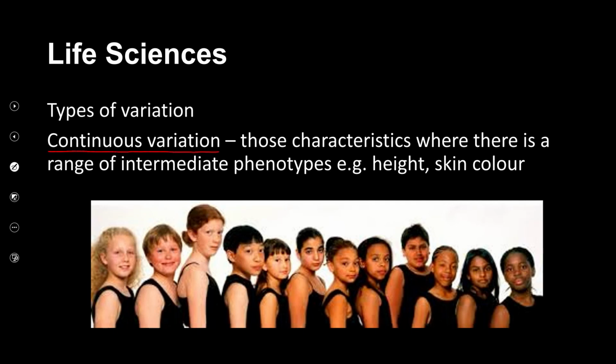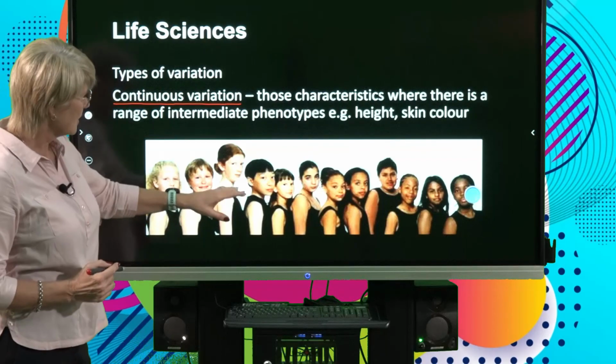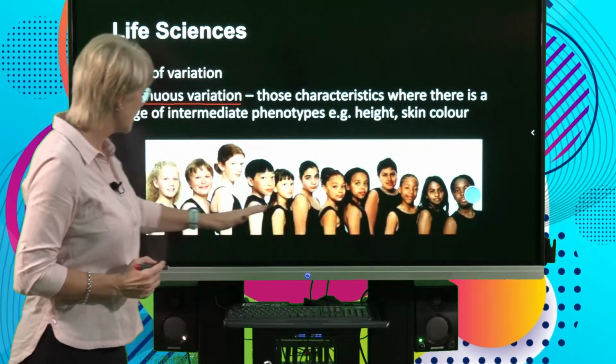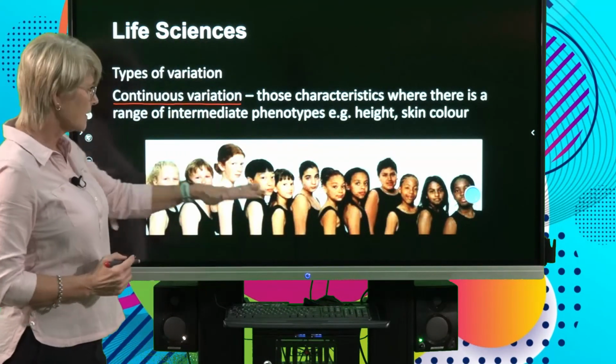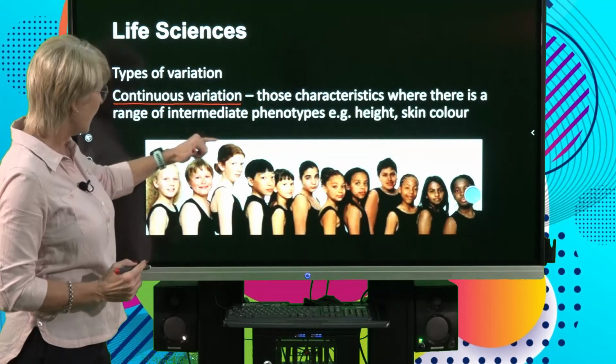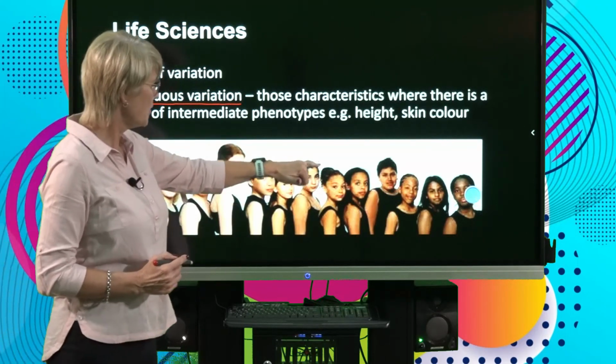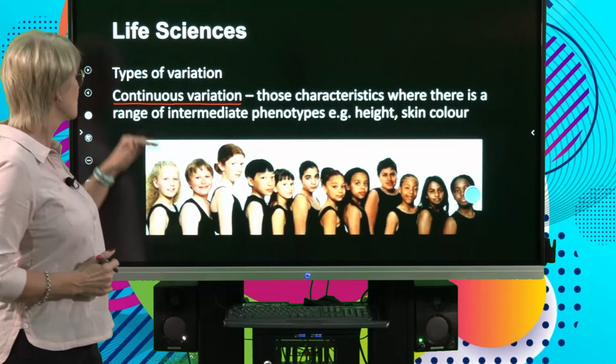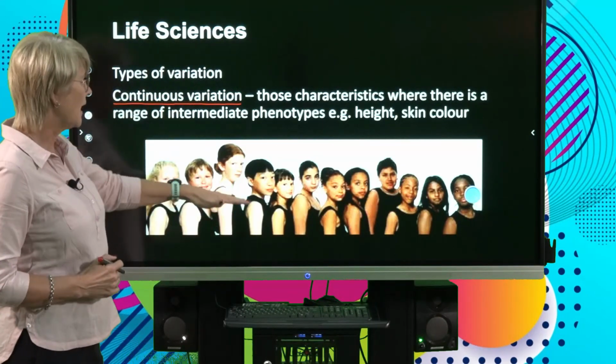Okay, a very good example of this is in a diagram that shows skin color. You can see that all of these little girls have various ranges. There's a whole range of skin color, hair color, eye color, even their height. So a very good example of a characteristic that has continuous variation is height.